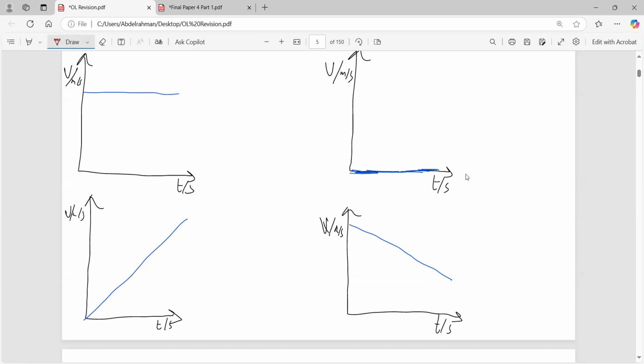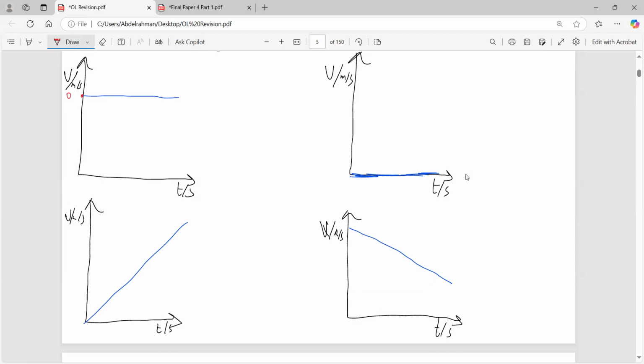Here, for example, the speed is 10 meters per second. After 1 second the speed is 10. After 2 seconds the speed is 10. So the speed isn't changing at all. The speed is constant. Okay, so I'll say constant speed.